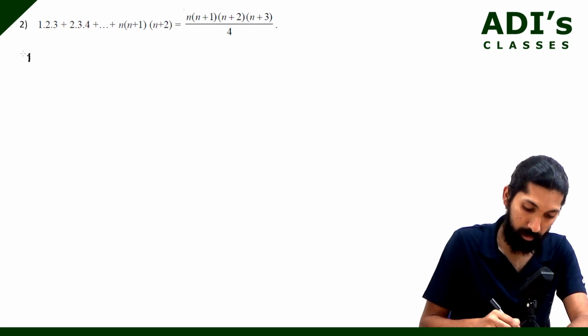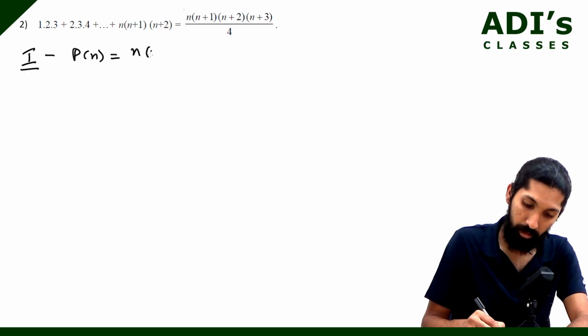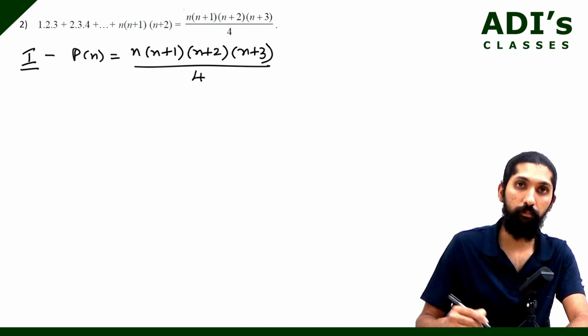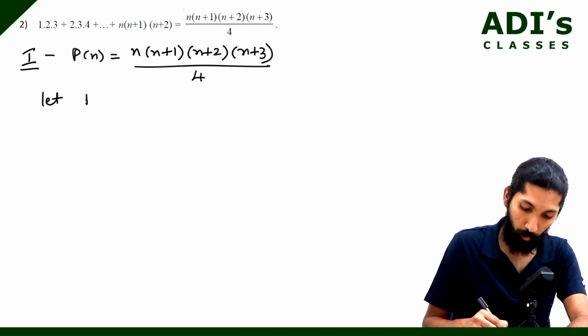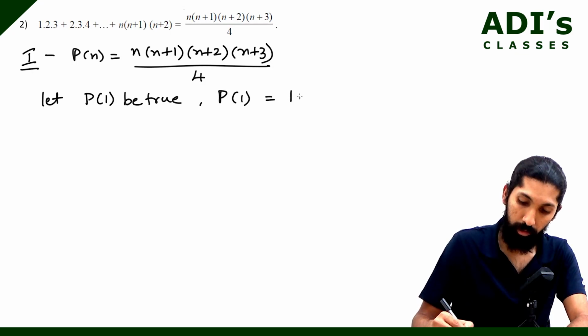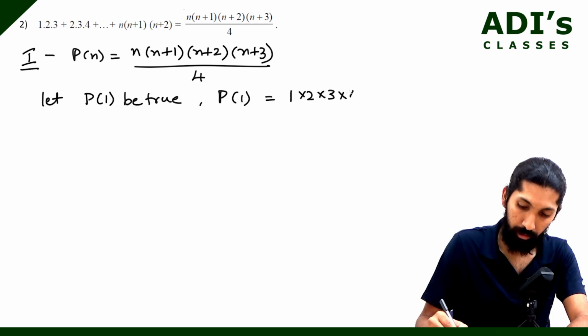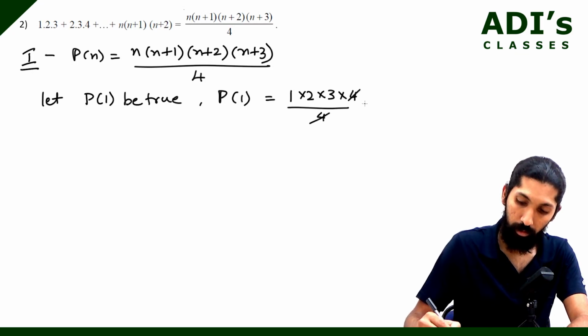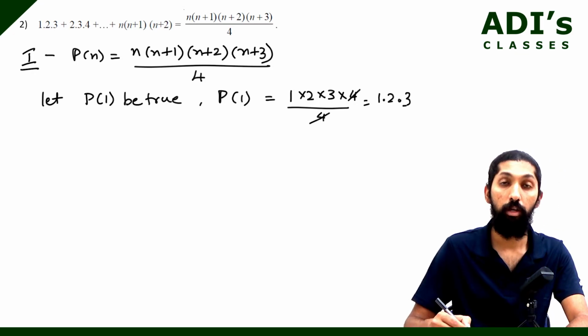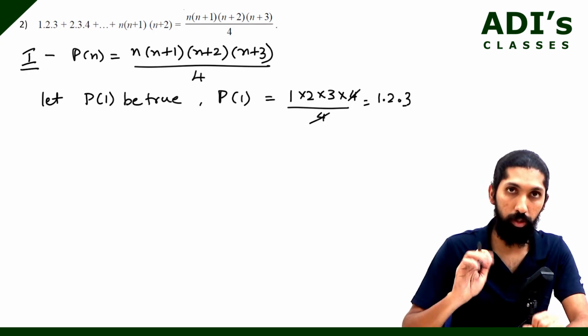We'll start with the first step. Let P of n be equal to n into n plus 1 into n plus 2 into n plus 3, divided by 4. Correct? Let P of 1 be true. We'll first have to show it. So P of 1 is equal to 1 into 2 into 3 into 4 divided by 4, which is nothing but 1 into 2 into 3. The very first number is 1 into 2 into 3. So P of 1 is true. Well and good. No issues.